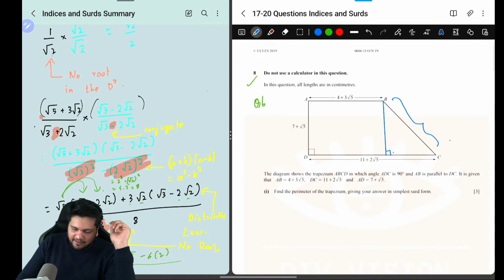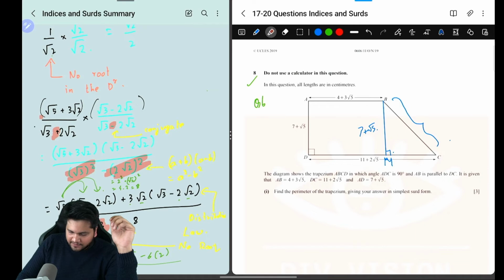Now, AD is nothing but BM. So therefore, BM is also going to be 7 plus root 5. Also, as you can see, ABMD will form a rectangle. So therefore, this much would be how much? This much would be 4 plus 3 root 5.